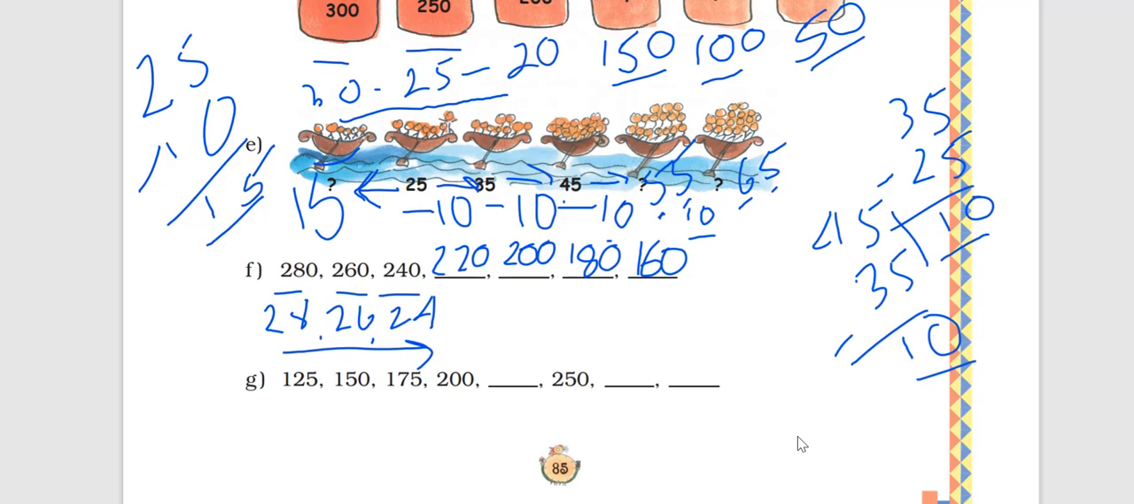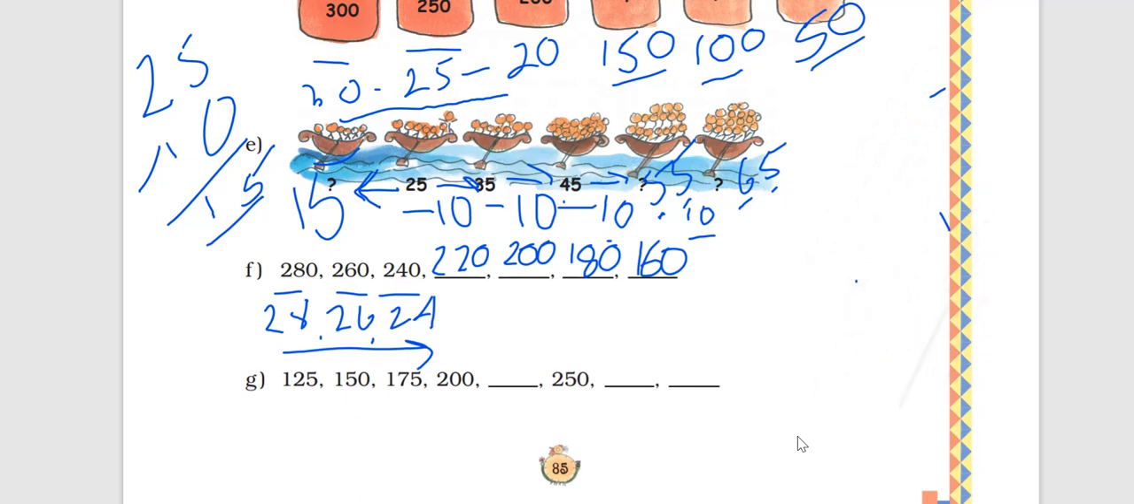Okay. The last one is 125, 150, 175 and 200. This could be not complicated, but a few more extra steps, but we will solve it. Let's try to subtract 150 minus 125, which gives me, I regroup 10, leaving 4 tens over here.